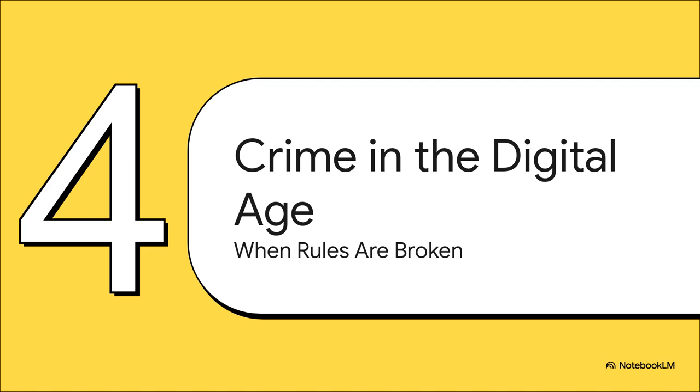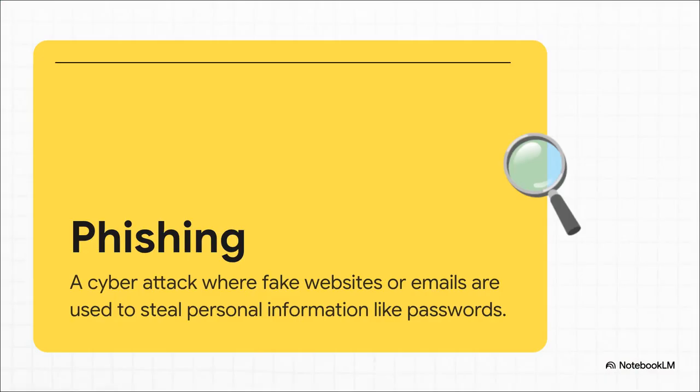But let's be real. Just because we have locks doesn't mean there are no burglars. The same anonymity and borderless nature that makes the internet so amazing, well, it also makes it a perfect playground for criminals. I guarantee you've seen this one. It's called phishing. It's that email that looks almost like it's from your bank or from a streaming service, trying to trick you into giving up your password or credit card info. They're literally phishing for your data, just hoping you'll take the bait.